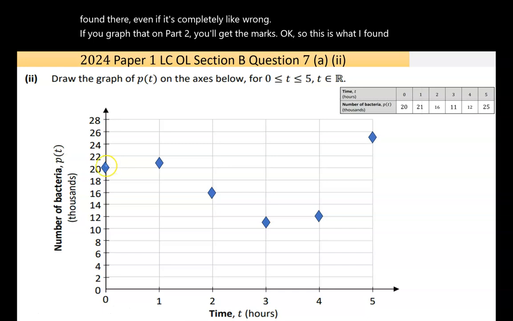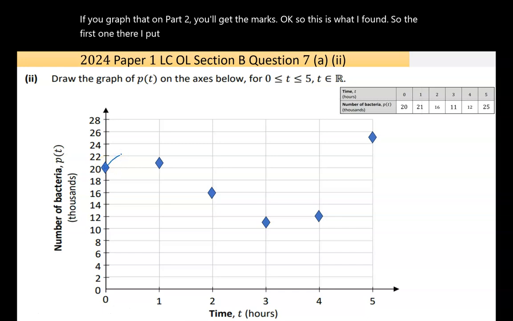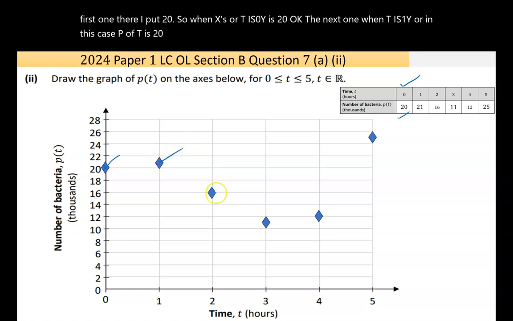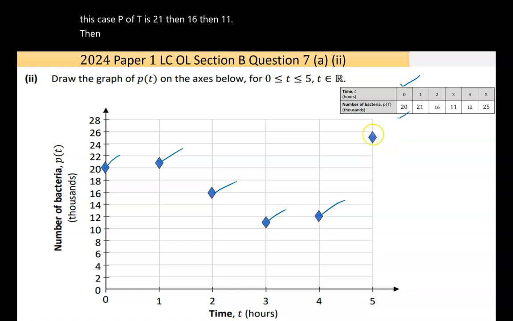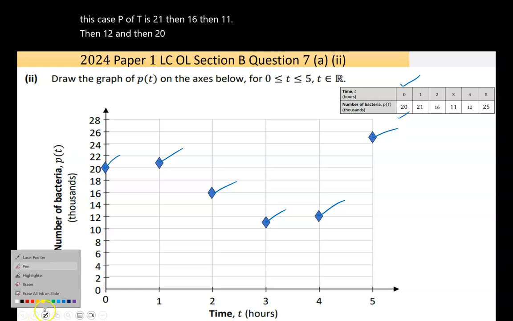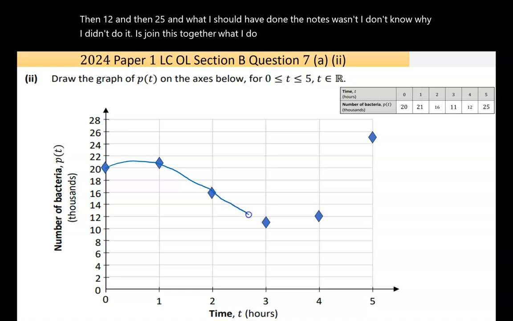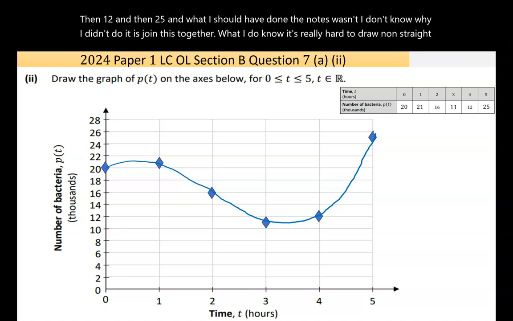The first one there, I put 20. So when x or t is 0, y is 20. The next one, when t is 1, y, or in this case P of t, is 21. Then 16, then 11, then 12, and then 25. What I should have done in the notes was join this together. It's really hard to draw a non-straight line and follow that curvature.